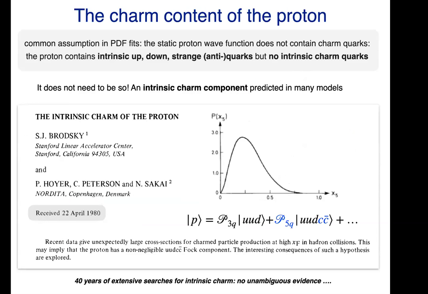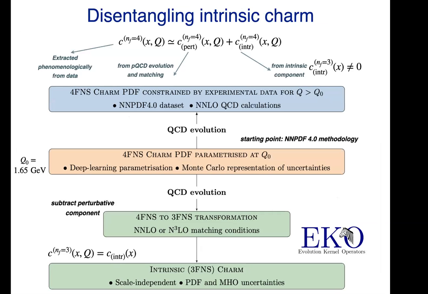However, it was predicted by Brodsky and collaborators more than 40 years ago that the proton could contain an intrinsic charm component. And this has been searched for extensively during 40 years, but so far there has been no unambiguous evidence that the proton actually contains charm quarks, and it is of course a fundamental question for our understanding of proton structure. So we recently wrote a paper in which we demonstrate how one can extract intrinsic charm.